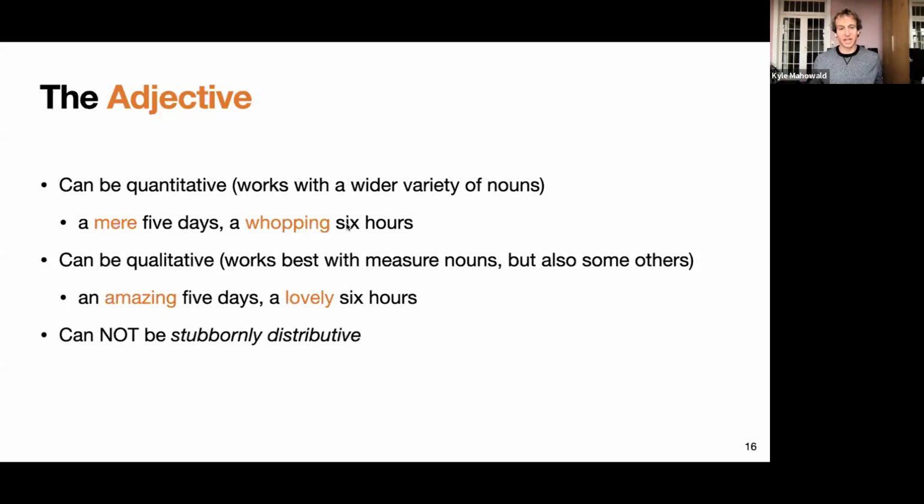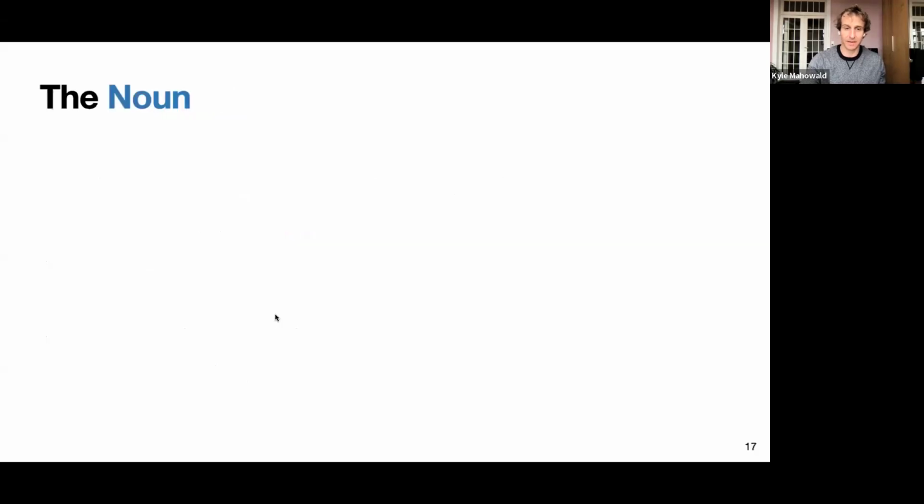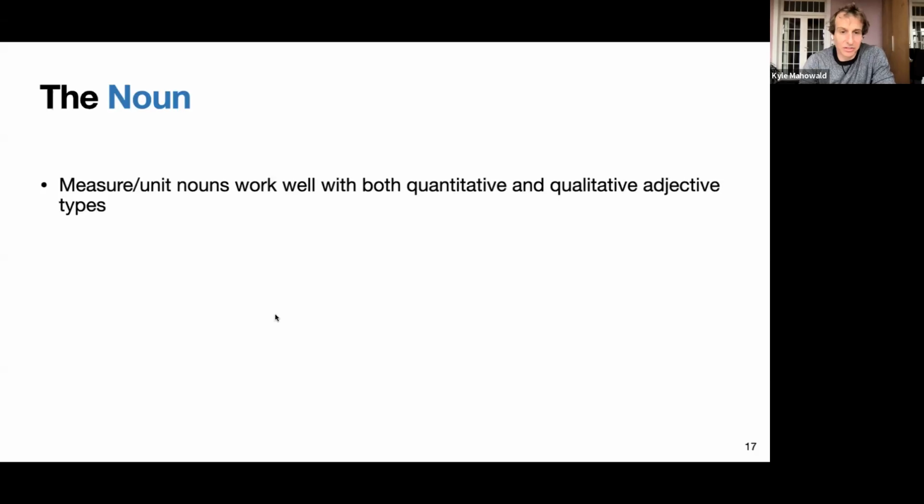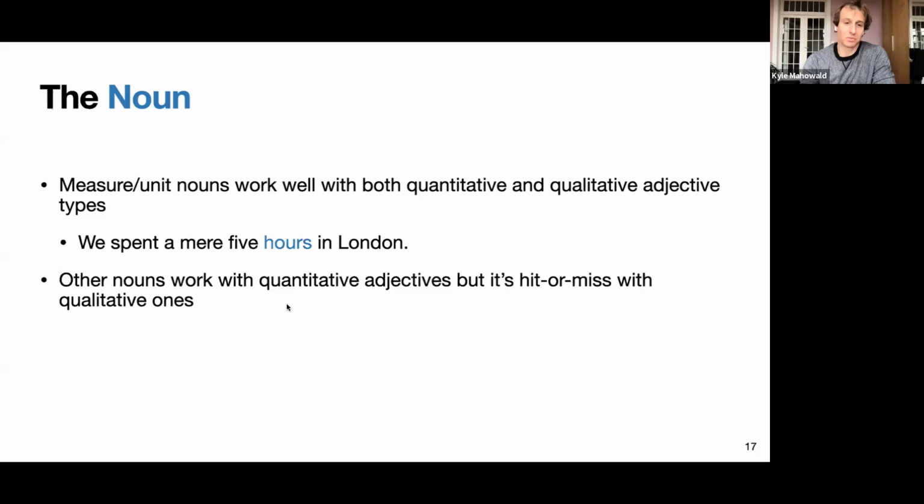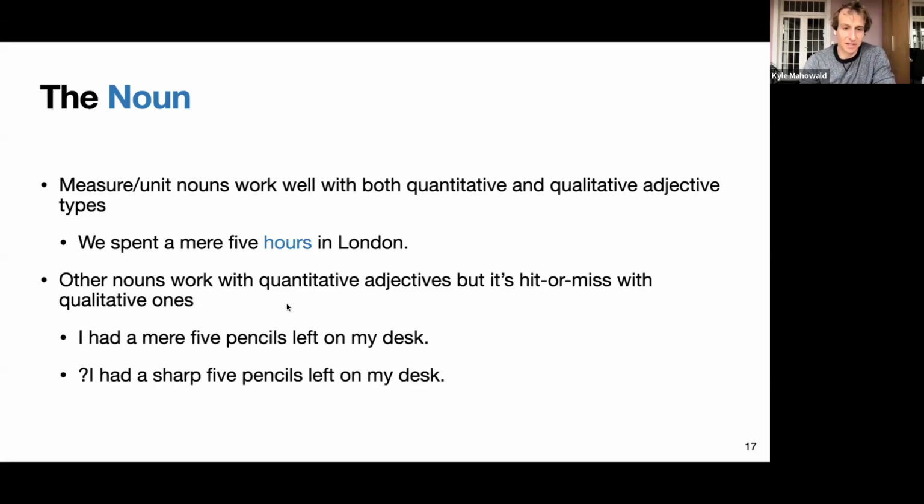And interestingly, they can't be stubbornly distributive. So a blue 5 pencils just doesn't sound right to most English speakers. The noun is typically measure and unit nouns, although it also works with other kinds of nouns. So you can say I had a mere 5 pencils left on my desk.